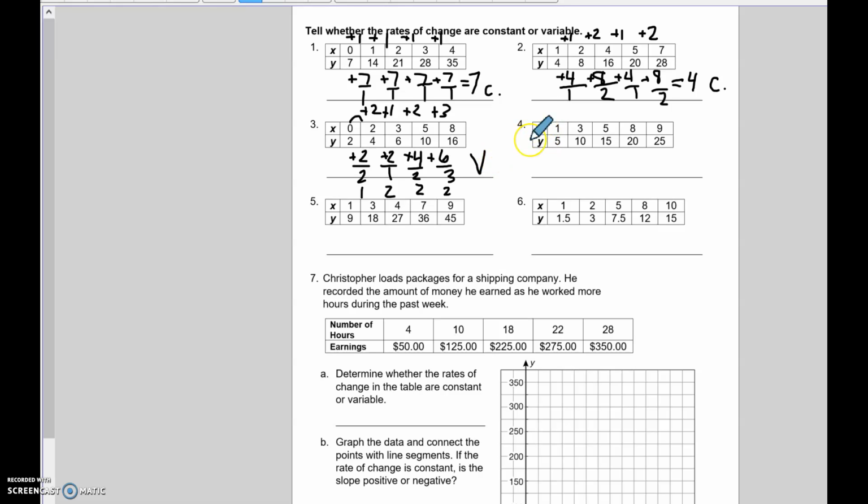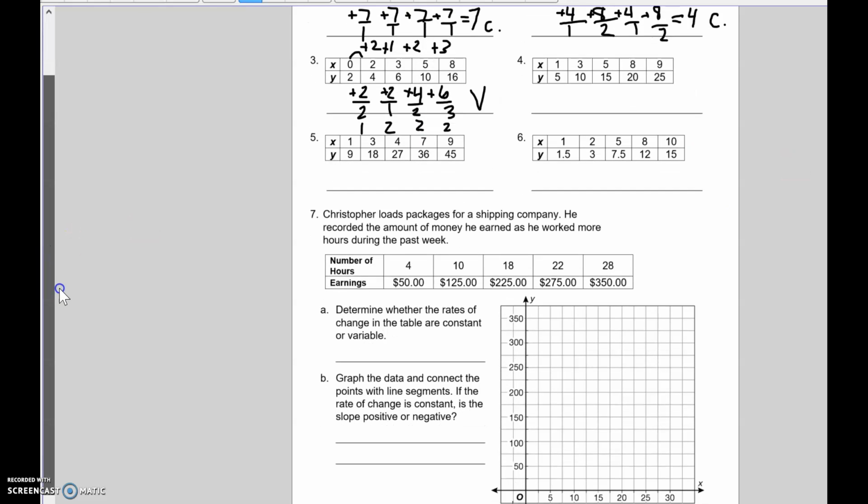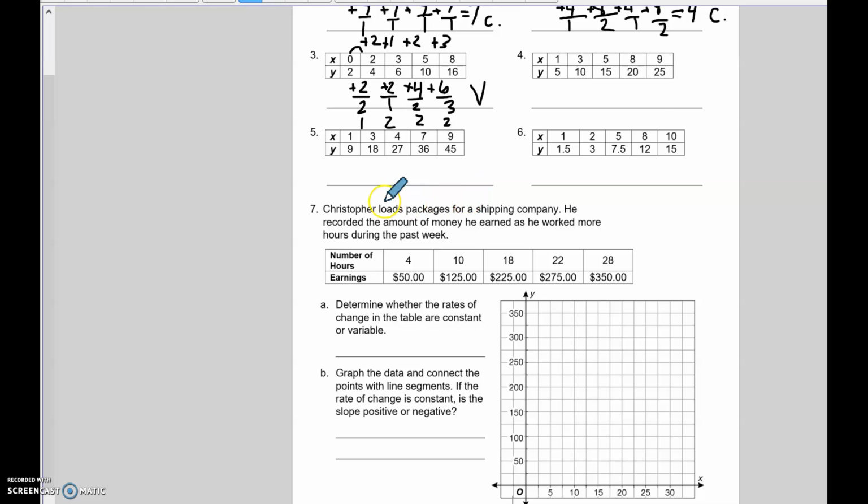Okay. Number 4 right here. We'll go over the answers for 4, 5, and 6 after this. Okay, then we got a word problem. Christopher loads packages for a shipping company. He recorded the amount of money he earned as he worked more hours during the week. Determine whether the rates of change in the table are constant or variable.